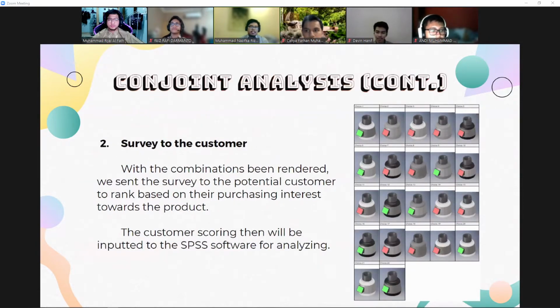We then sent the survey to potential customers for them to rank the combinations based on their interest to purchase the product. And the rendered combinations are displayed on the right here. And the scoring from the customers will then be inputted to the SPSS software for analyzing.